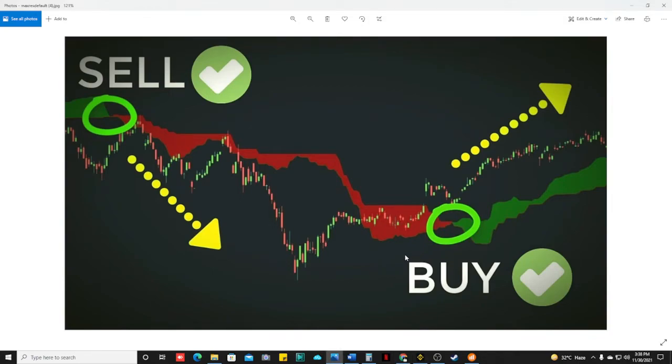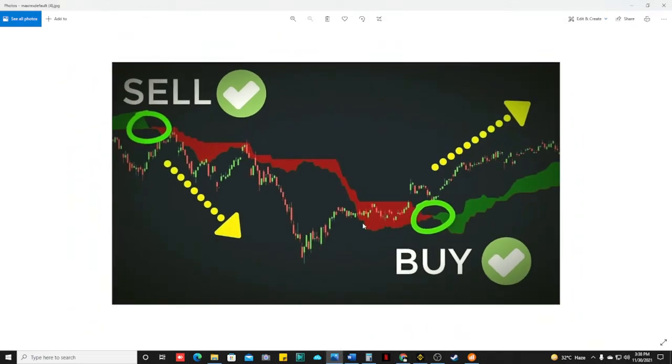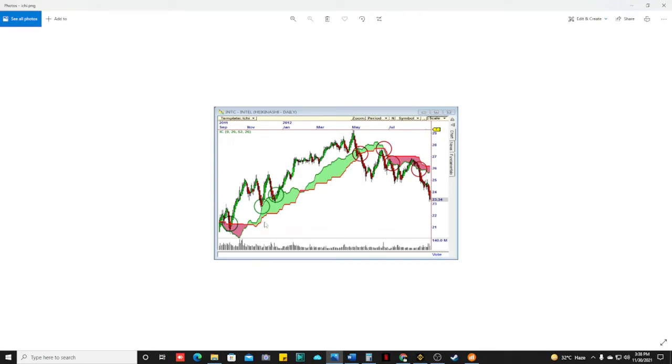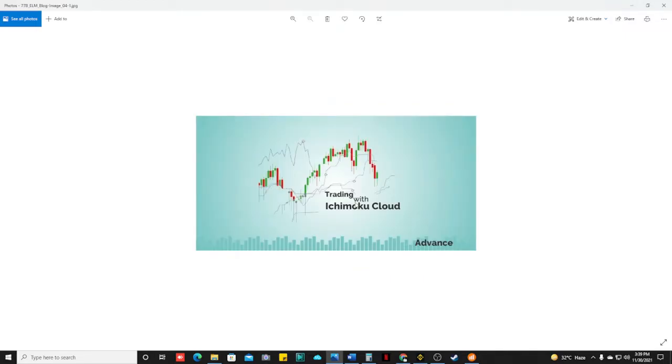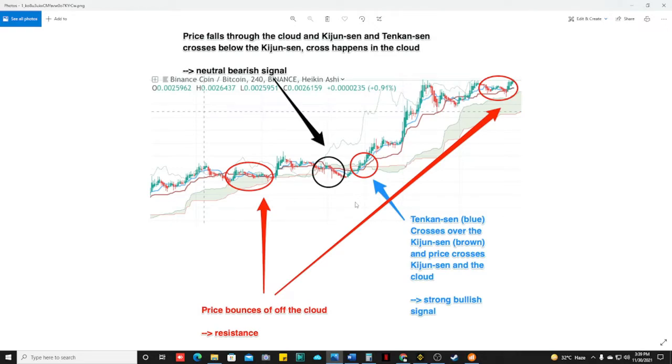So let's continue. Every time it touches the strongest support, it bounces. First support, it bounces. First support, it bounces. Once it breaks, then it went down. Once it breaks, it cannot push through the resistance, it went down. Once it touched, it went down. So that's the Ichimoku cloud for you.